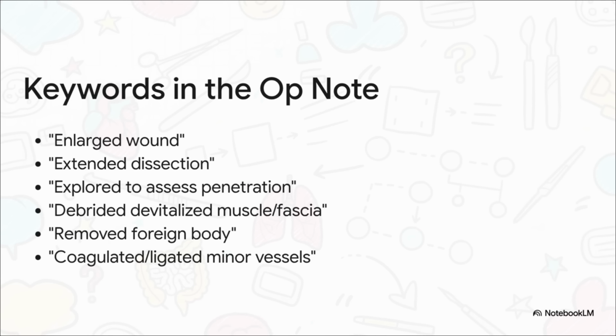So what's the evidence you're looking for? Here it is. These are your keywords, your clues. When you're scanning that op note, hunt for these phrases. Enlarged wound, extended dissection, debrided to viable muscle. Seeing these words is like a giant neon sign pointing you straight to the 20100 to 20103 codes. If this kind of language is missing, you're almost certainly looking at a standard repair code instead.